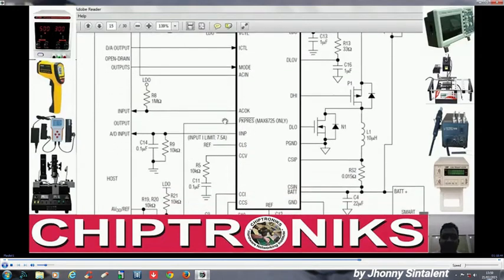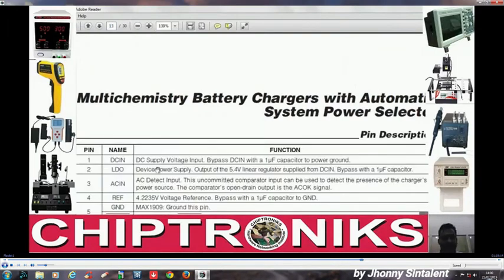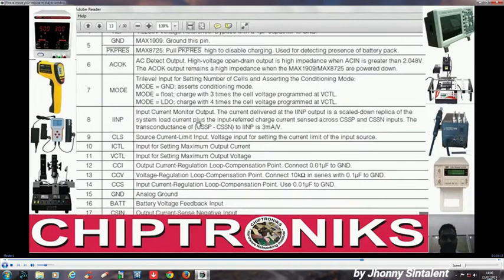And ACOK is another output of the charger IC and an input to the IO. So ACOK is a digital output and IINP is an analog output. ACOK detects the presence of the AC adapter, while IINP gives you the value of input current sensed to the IO controller. Okay, we'll go back to page number 13. So IINP, we have understood what IINP is.